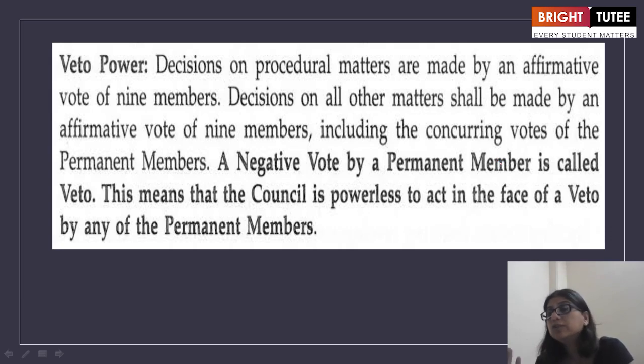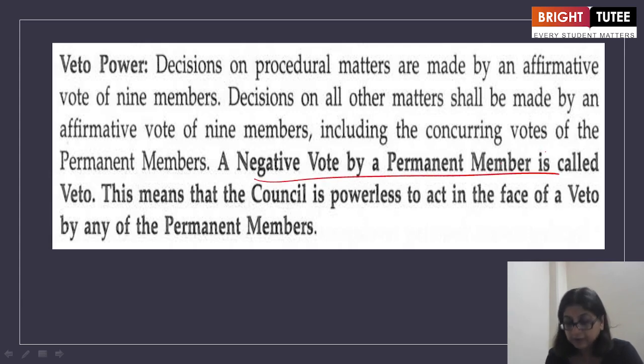The decisions on procedural matters are made by an affirmative vote of 9 members only. And these members decide on all the matters, and it shall be made by an affirmative vote of 9 members. That means they all should be positive on that point, including the concurring votes of the permanent members, and a negative vote by a permanent member. That means if all agree and one of the members does not agree, that is a veto.